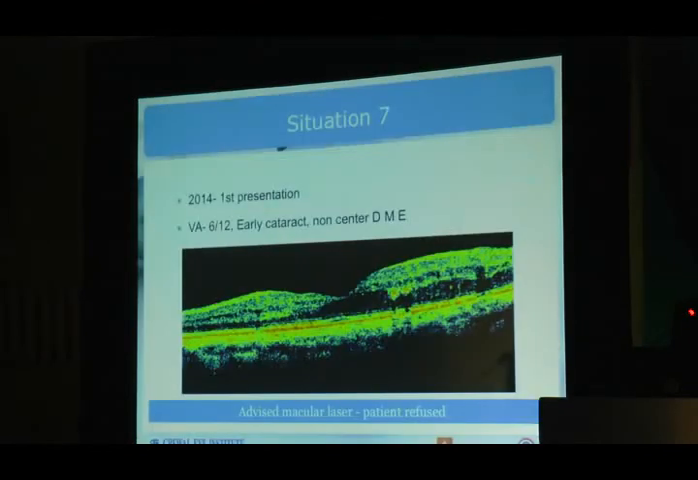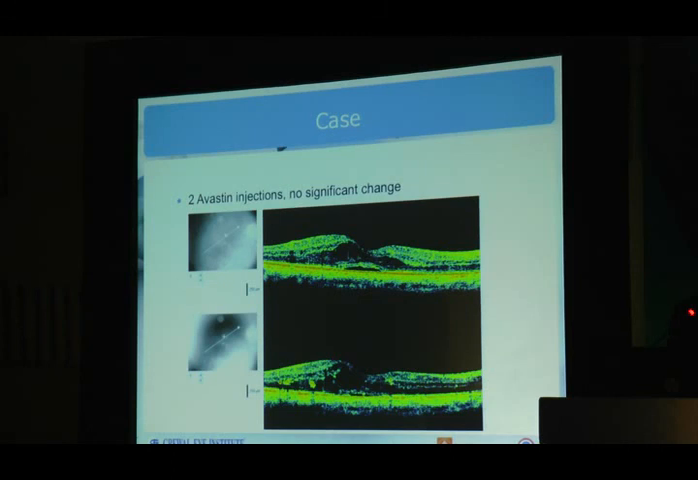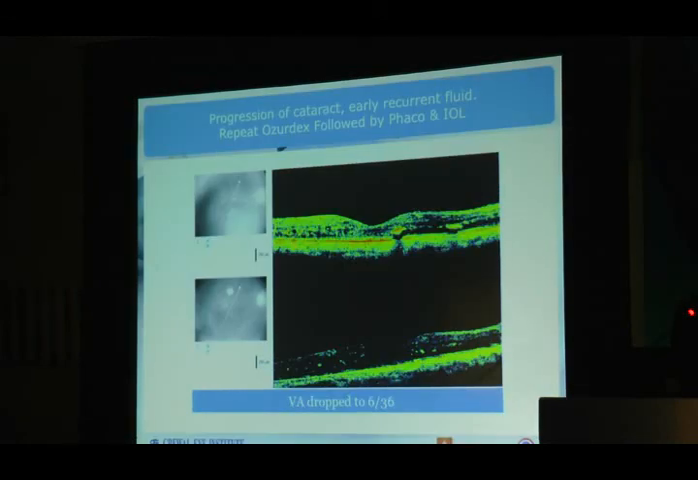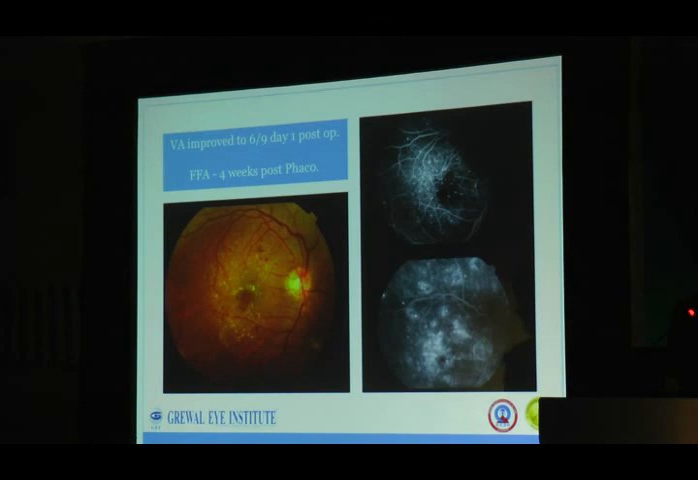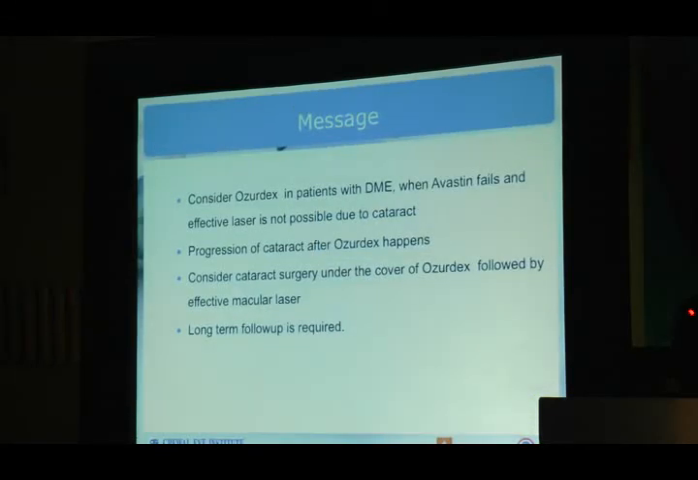This is one situation: a case presented with early DME and 6/12 vision. The patient didn't agree to the treatment, comes back after 2 years, there is worsening of the situation, had injection Avastin, repeated again after 2 weeks, there is no change in the macular edema. These are the cases where you will be going on to Ozurdex, intraocular steroids, and there is a response to intraocular steroids, and then this is the time for going ahead with the cataract surgery in these patients. This is the same case where you see there is improvement in vision, and at 4 weeks he is much better. So consider Ozurdex in patients with DME when Avastin fails and effective laser is not possible.